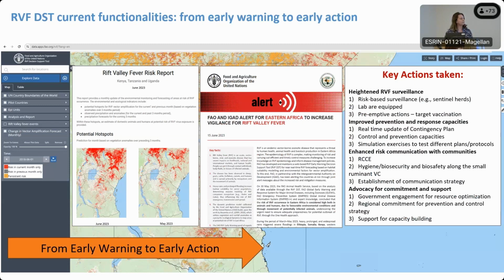So we have risk-based surveillance that is implemented. Labs are equipped, and pre-emptive actions are also done. So targeted vaccination, for example, in Rwanda, they vaccinated a few years ago almost all the livestock. And here you can see all the kind of actions that are relevant for FAO, including the risk communication with the communities.